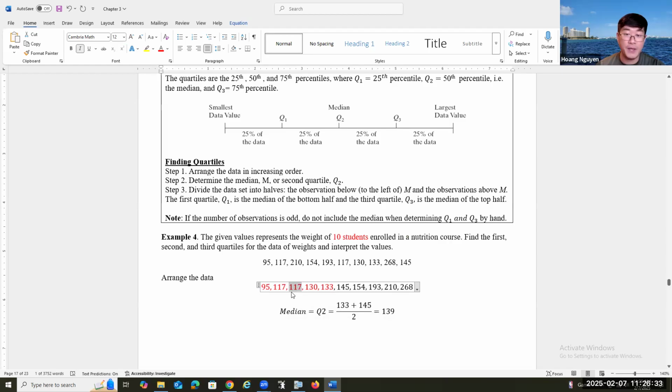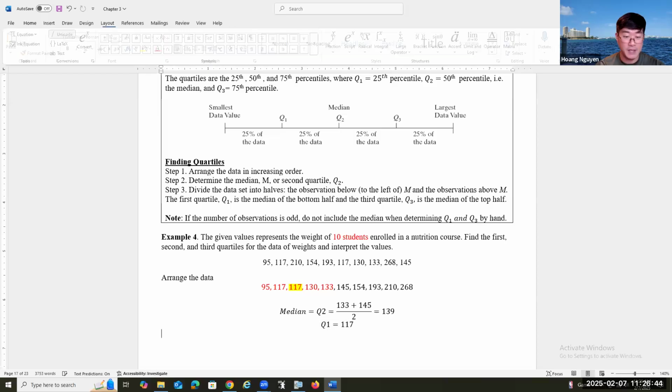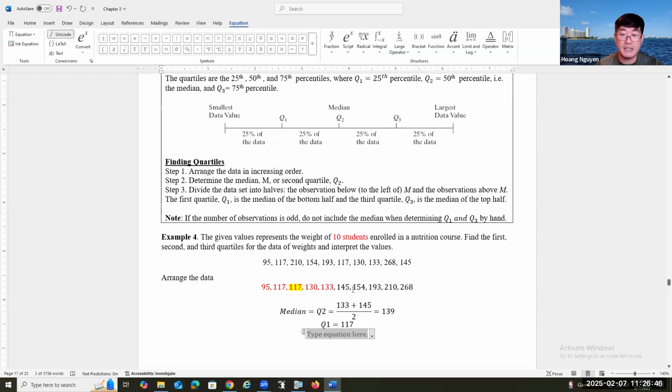For the lower half, the median is 117. So 117 will be my Q1, the first quartile. So Q1 is equal to 117. Now, with a similar idea, I'm going to take a look at the top half and find the overall median for the top half, and that's going to be the Q3.